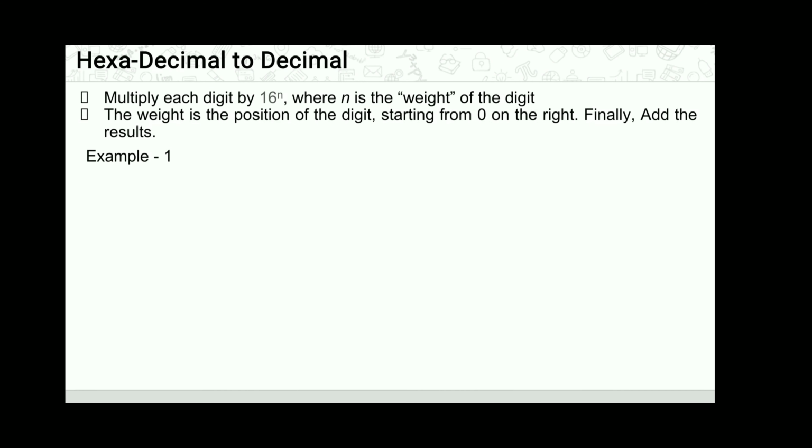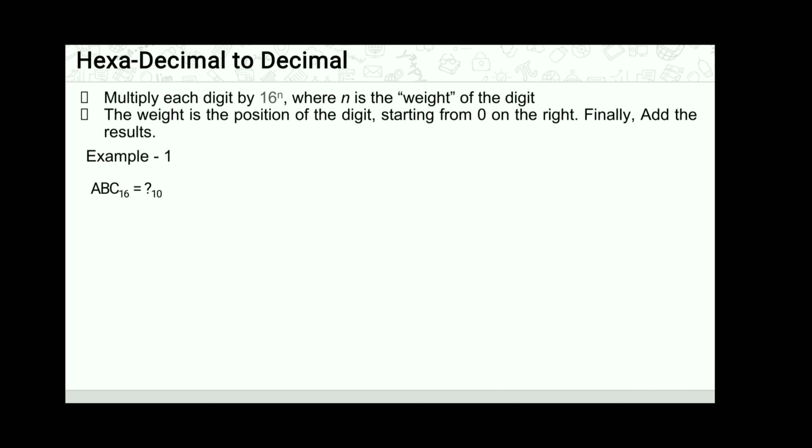Now let's go through the conversion of a hexadecimal number to its decimal equivalent. The trick to remember for this type of conversion is to multiply each digit by 16 raised to n, where n is the power of the digit, and we have to start from 0 on the right. Finally add all the results which we get from the given number. So let's go through an example.